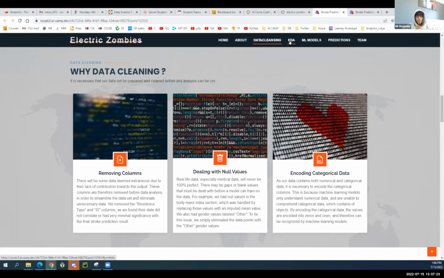As one could guess, real-life data may not always prove accurate. There may be holes which hinder the model training process. We had null values in the mass column, which we then replaced by the mean value. We had a gender labeled as other, and to avoid inconsistencies, we eliminated all its data points.